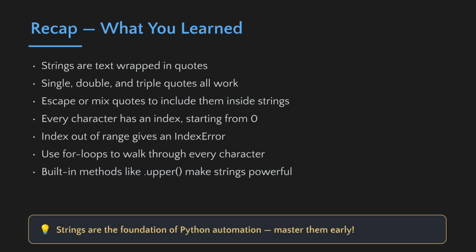Let's quickly recap what you learned. Strings are text in quotes. You can use single, double, or triple quotes. Remember to escape or mix quotes for inclusion. Every character has an index starting at 0, and you can loop through characters. Strings are the foundation of Python automation, so master them early.